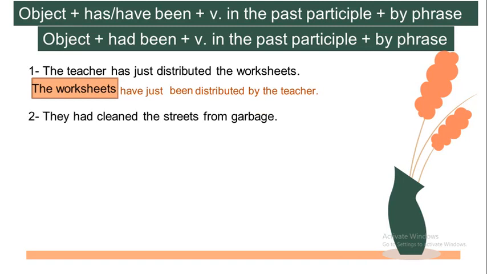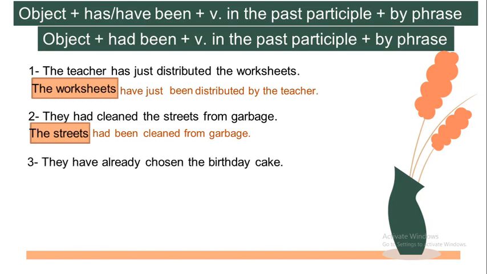Number 2. They had cleaned the streets from garbage. They had cleaned. The verb is in the past perfect. And what had they cleaned? The streets, the receiver of the action that we will start with it. After that comes the verb to be, which is had been, plus the verb in the past participle, cleaned from garbage. The streets had been cleaned from garbage. In this sentence, we didn't look if the object is singular or plural because in the past perfect, we only use the verb to be had been.